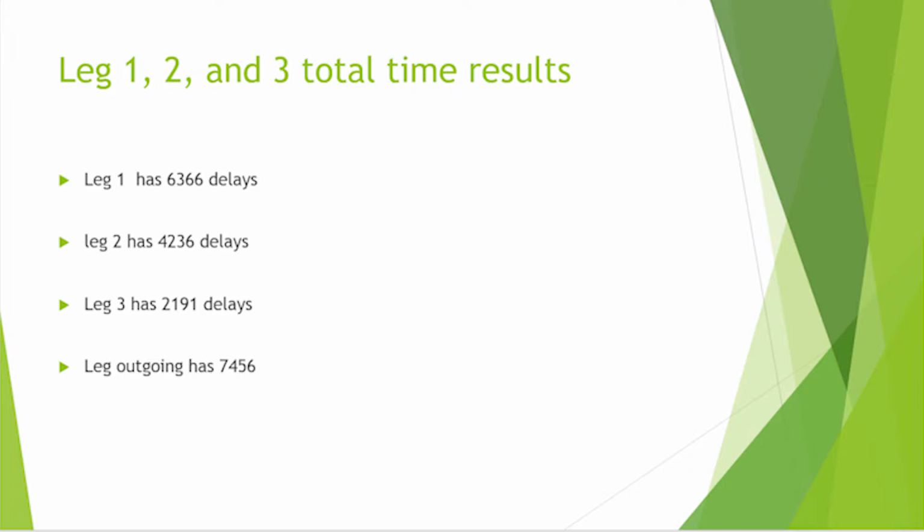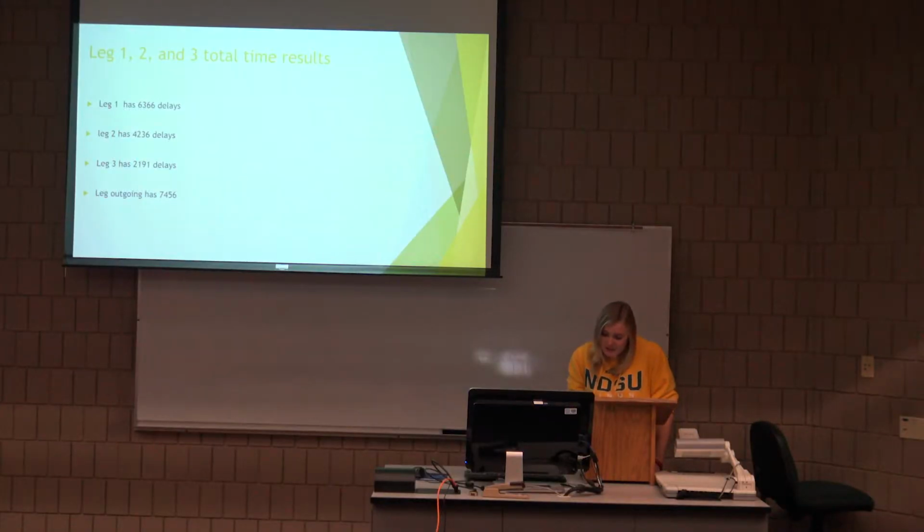We found the most delays in leg 1 with a total of 6,366 delays, then leg 2 with 4,236 delays, then leg 3 with 2,191 delays, and finally the outgoing leg has 7,456. This is probably because of the amount of shipments that could even produce a delay. Since the outgoing leg has each shipment from all the legs, the outgoing leg should have the most delays available.